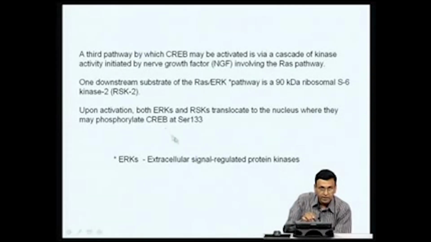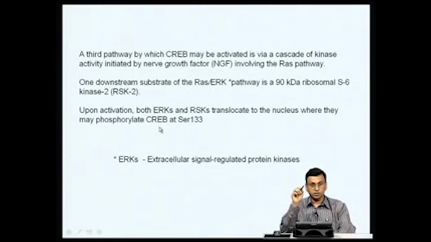We will discuss growth factor signaling in the later lectures in this series. One of the downstream substrates of the growth factor receptor pathway is a specific kinase called 90 kilodalton ribosomal S6 kinase 2, or RSK2. When nerve growth factor binds to the nerve growth factor receptor, it initiates a phosphorylation cascade, and as a result RSK2 is activated. Upon activation, RSK2, as well as other kinases called extracellular signal regulated protein kinases, or ERKs, translocate to the nucleus where they phosphorylate CREB at serine 133.